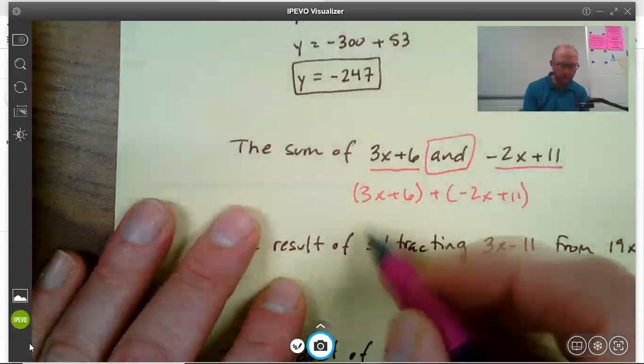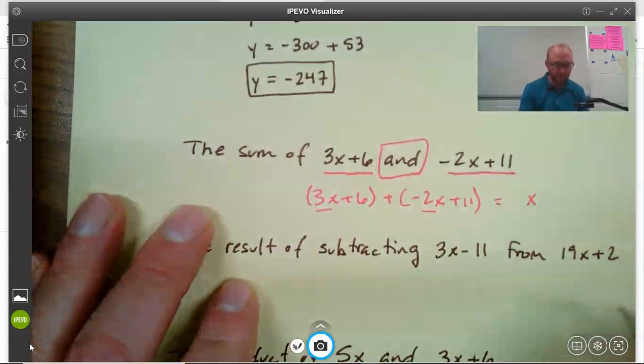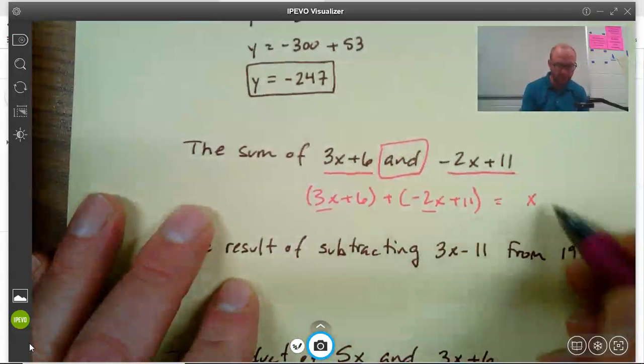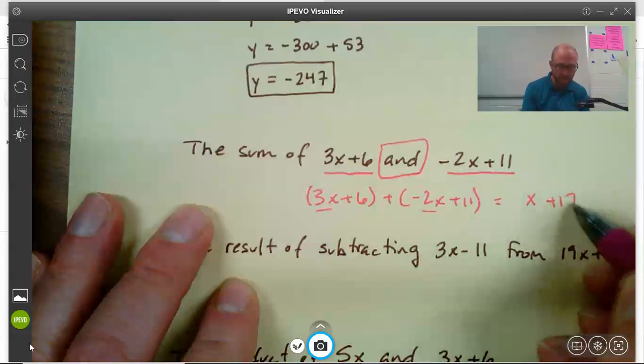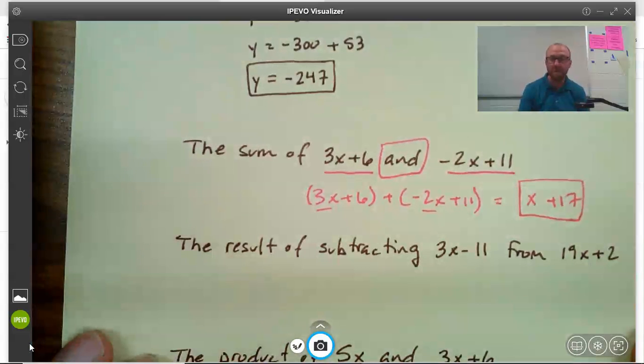Alright, so now we can combine like terms. I have a 3x and a negative 2x. That just works out to be a single x. Then I have 6 and 11, and that works out to be 17. So in the end, this expression is just x plus 17.